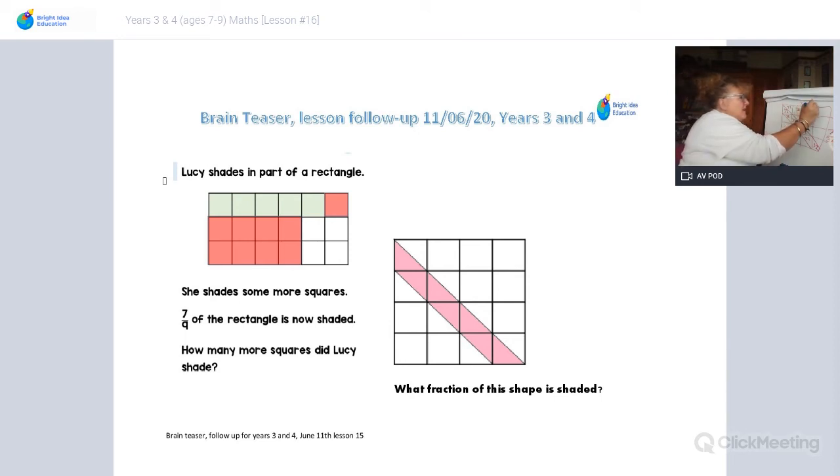Write it in a darker color so you can see it clearer. 7 over 32. No, 7 is not in the 32 times table, so you cannot simplify it anymore. The answer is 7 over 32.